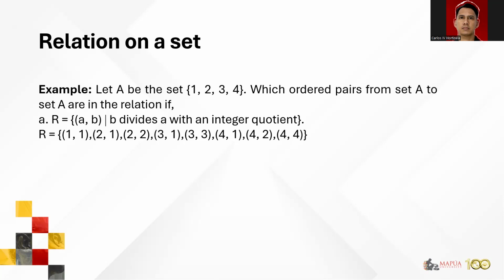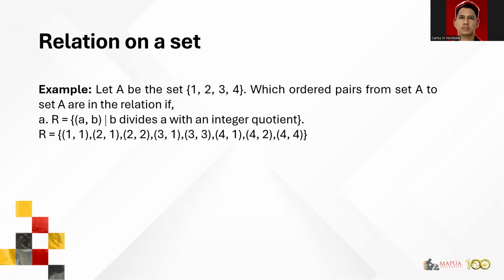1 is taken from set A, 2 is also taken from set A. Isn't that possible, sir? 1, comma 2. Yes, that is possible on this relation set. However, it will not be included on our given relation set R.